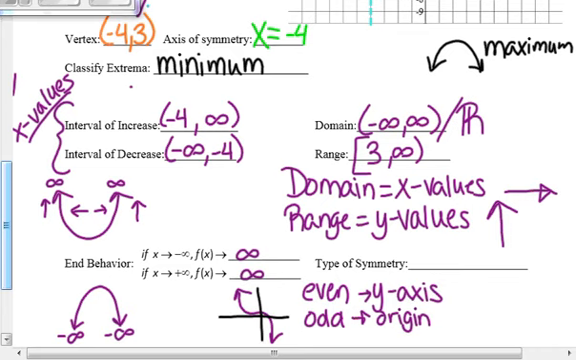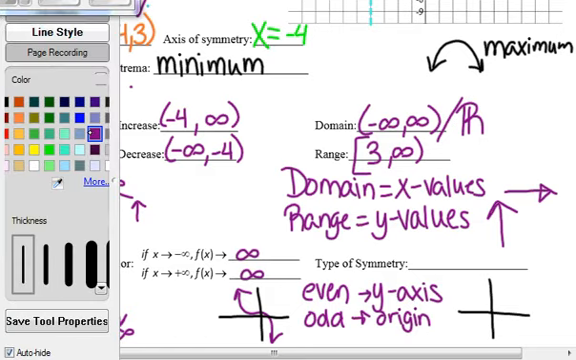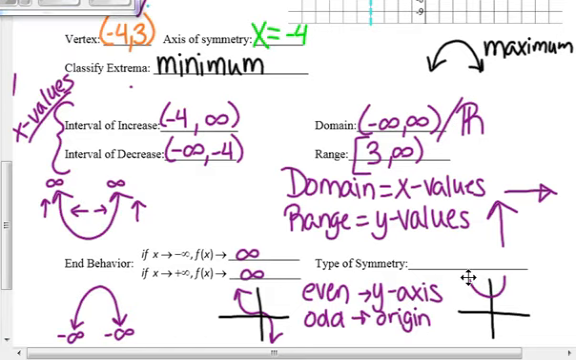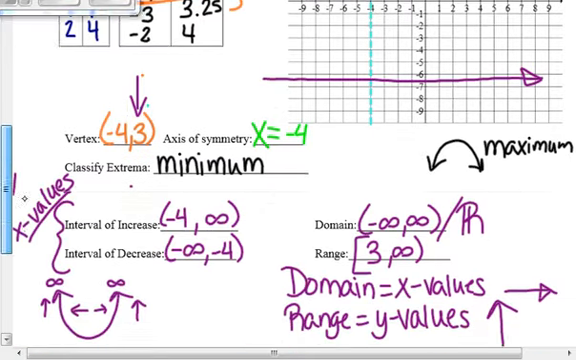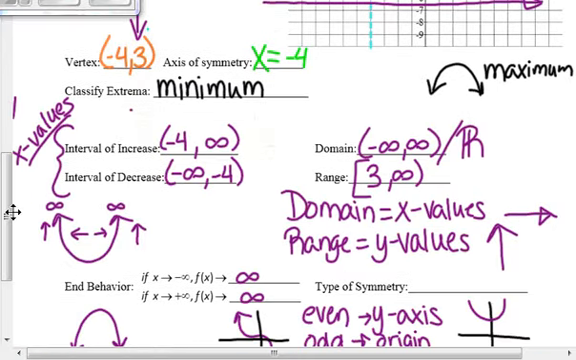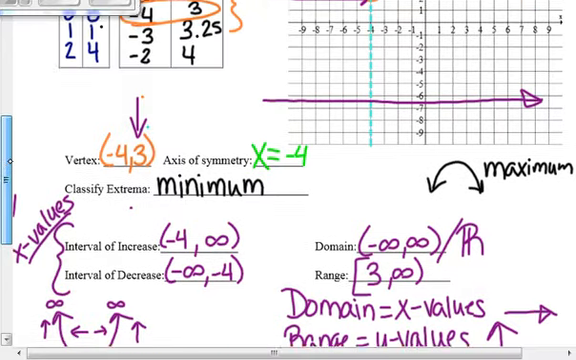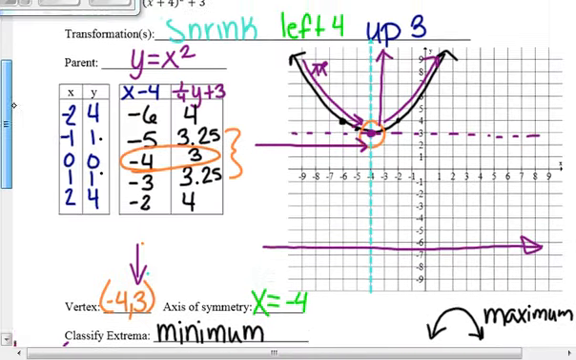Quadratic functions are only even if their vertex is located on the y-axis somewhere. That means that the y-axis splits it in half evenly. So for the function that we're looking at, it's neither even nor odd. So the type of symmetry is neither. And that's how you find the pieces of information from your graph.